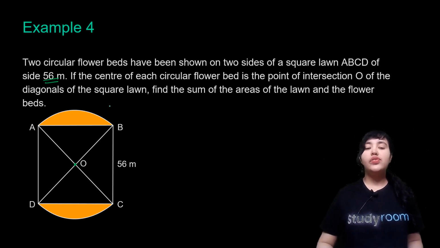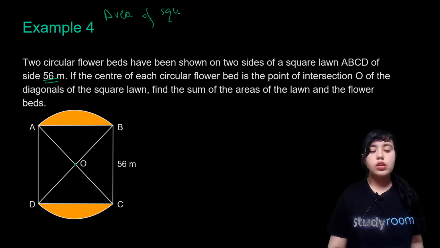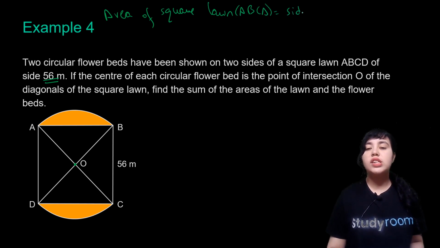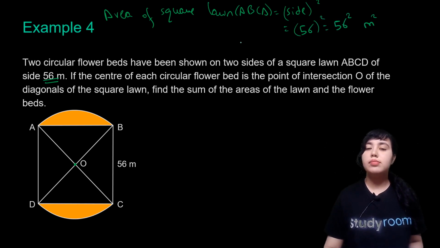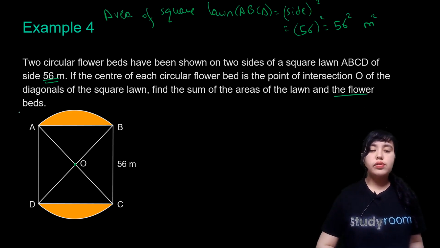So it will make sense to first of all find out the area of the square lawn first. So area of square lawn ABCD, what is it? Area of a square is what? Side square. Do we know the side? Yes, that is 56. So 56 square. So let me just keep it 56 square, the unit being meter square. So just remember this. Now you need to find out the area of the flower beds. Now that is a bit challenging.